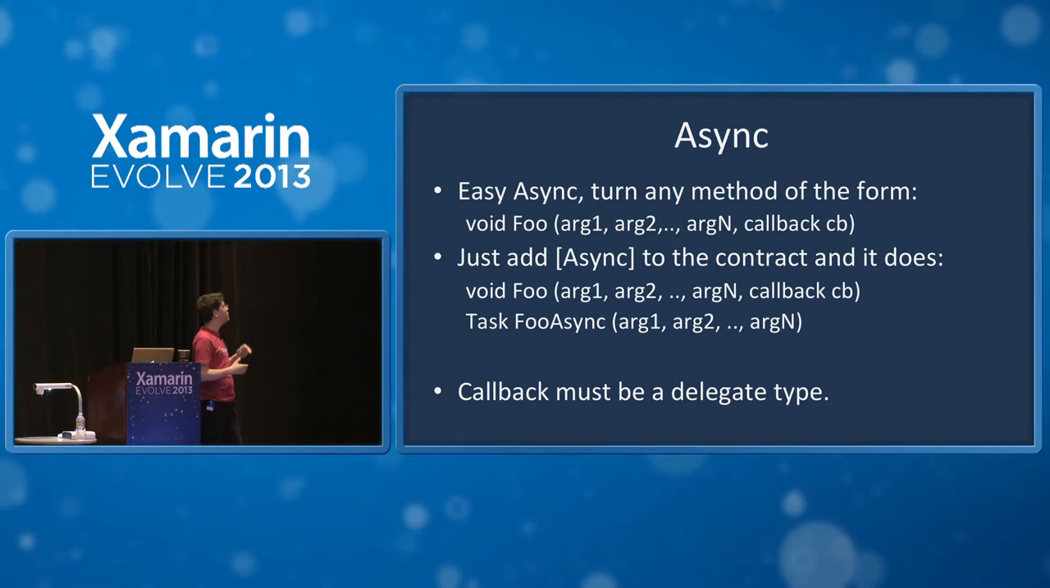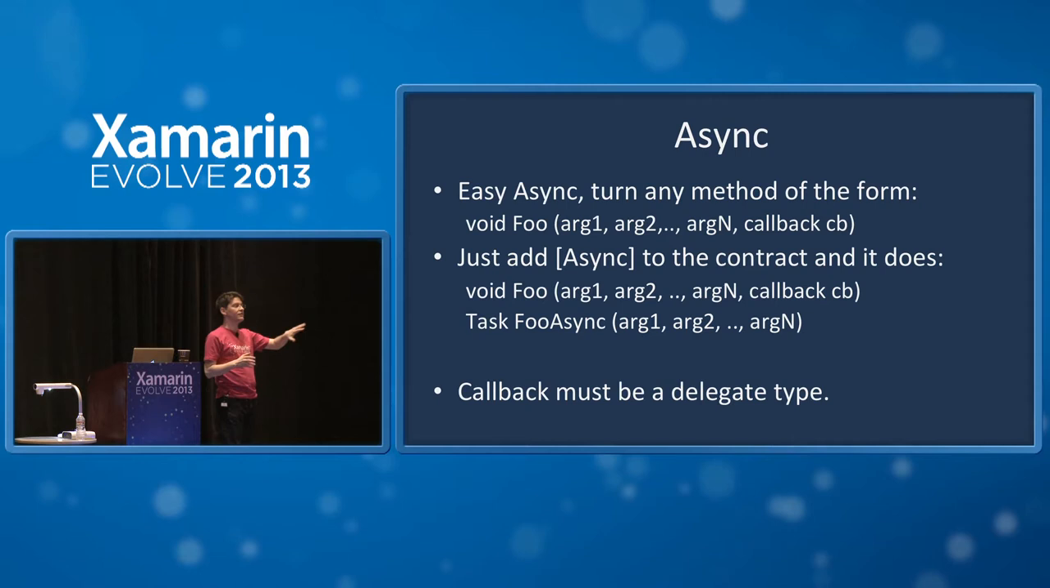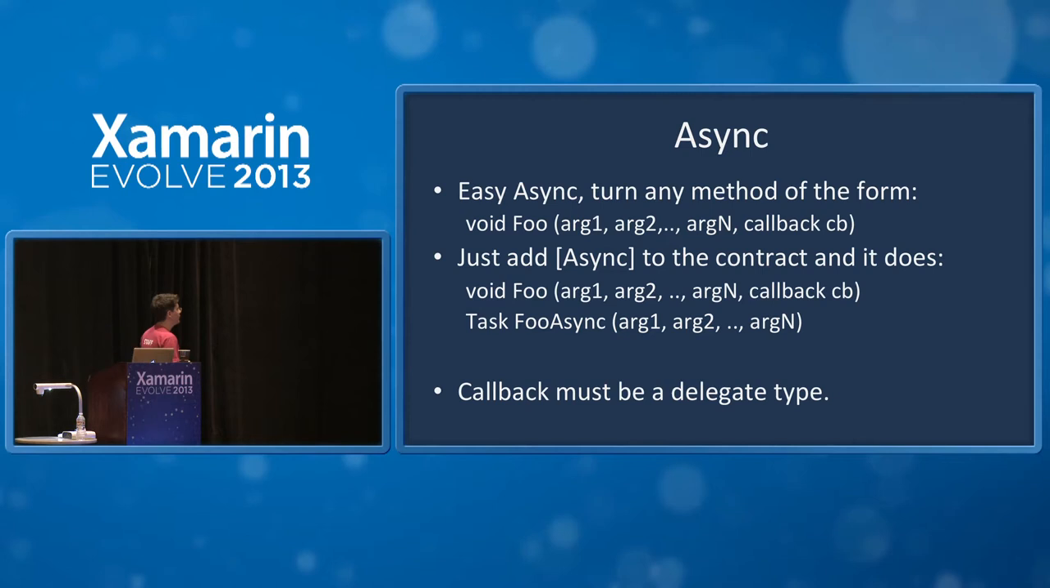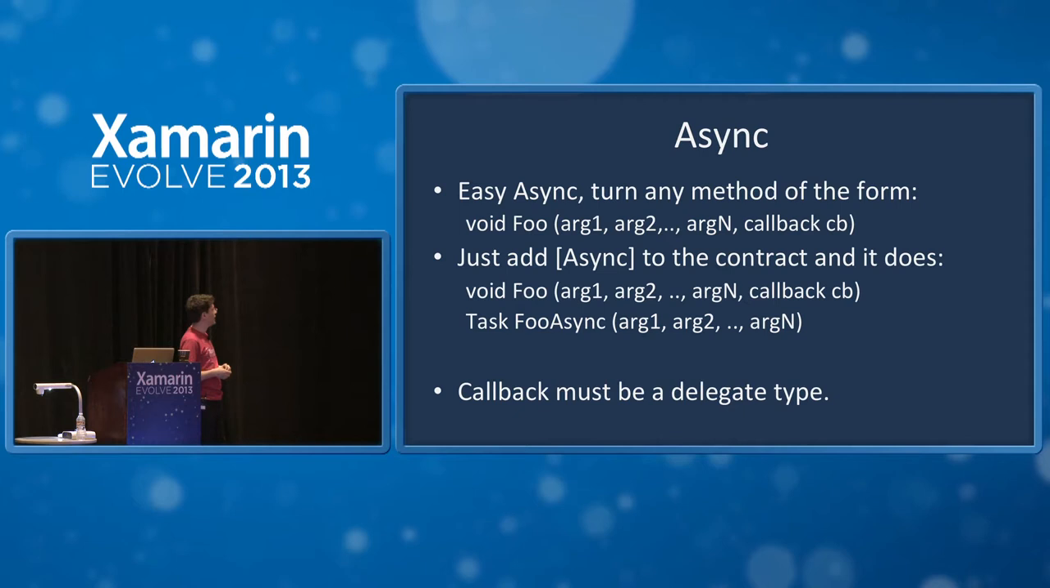If you put the async attribute there, it's going to do two things. It's going to still generate the standard method declaration, so it's going to generate foo of arg, arg2, whatever. The same API is still there, but it's also going to generate another method, which is the async version of the method. The difference is that this one returns a task object instead of void and has the suffix Async. And you'll notice that there's no callback at the end.